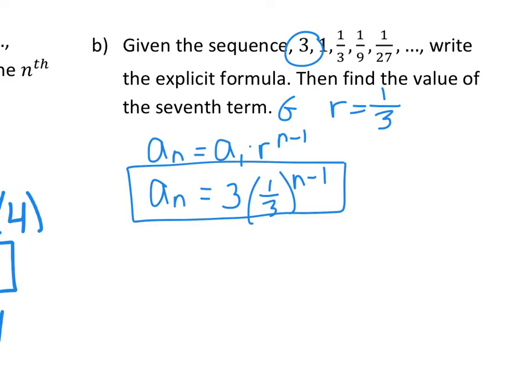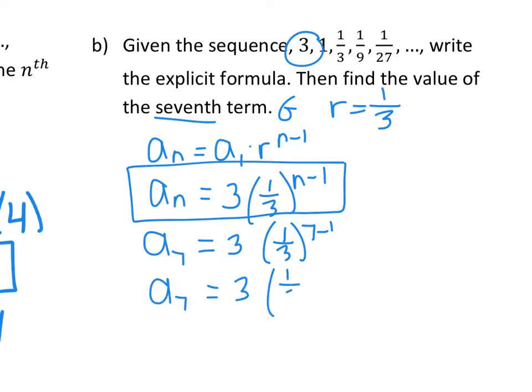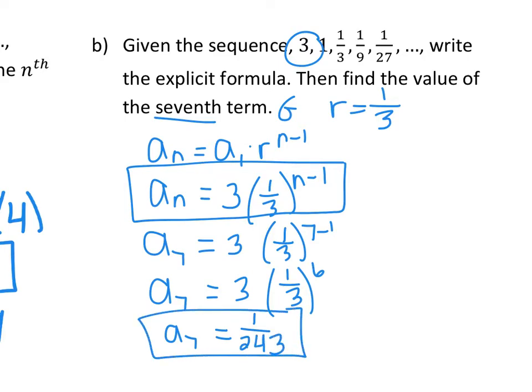Now to find the 7th term, all I'm going to do is plug in 7 for n. So the 7th term, a sub 7, equals 3 times 1/3 to the 7 minus 1. Let's clean it up a bit so I can put it in my calculator neatly. 7 minus 1 is 6. Go ahead and plug 3 times 1/3 to the 6 in your calculator. Then hit math, frac, enter. Let's leave it as a fraction since our terms in our sequence are fractions. And it's 1 over 243 is your 7th term.